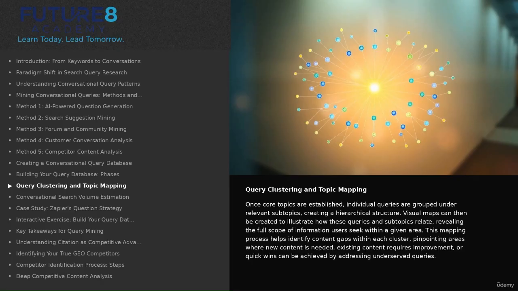Once core topics are established, individual queries are grouped under relevant subtopics, creating a hierarchical structure. Visual maps can then be created to illustrate how these queries and subtopics relate, revealing the full scope of information users seek within a given area. This mapping process helps identify content gaps within each cluster, pinpointing areas where new content is needed, existing content requires improvement, or quick wins can be achieved by addressing underserved queries.